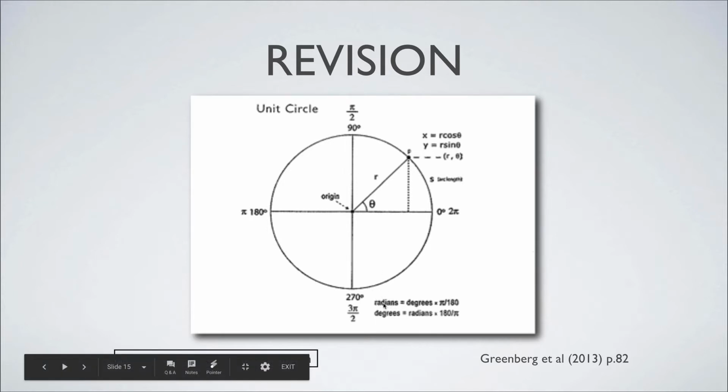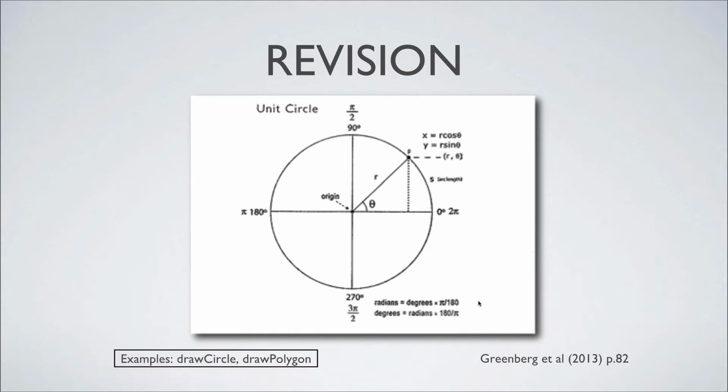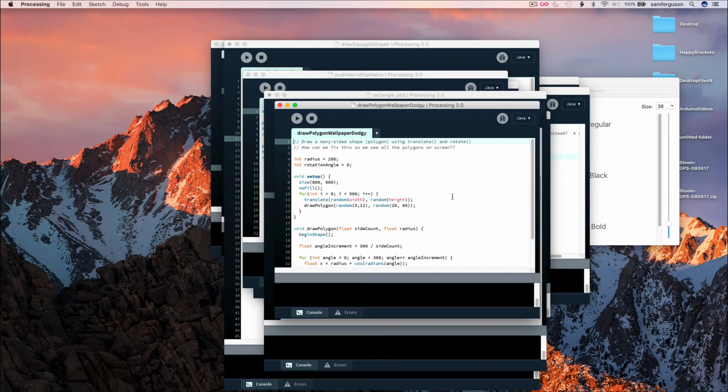Now, don't forget your conversion between radians and degrees. If you're expecting degrees, you need to turn radian values into degrees by this formula, and if you're expecting radians, you need to turn degrees into radians by using this formula. So check what your code is looking for and then make sure you're giving it the right values. It's a very common mistake. All of your angles go wacky and you can't make anything work because you're dealing with radians instead of degrees. So let's have a look at draw a circle and draw a polygon.